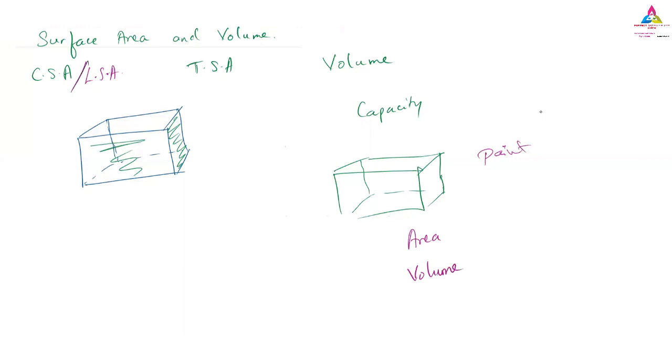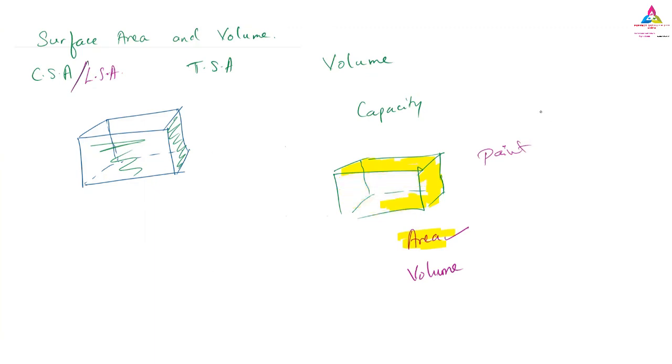Why are you going to find the area? Because you are painting from its outside. You are painting one face here, you are painting this side, the back side, the left side, and the bottom also if there is a chance, and the top also if there is a chance. So you are going to find the area because you are painting the surface.